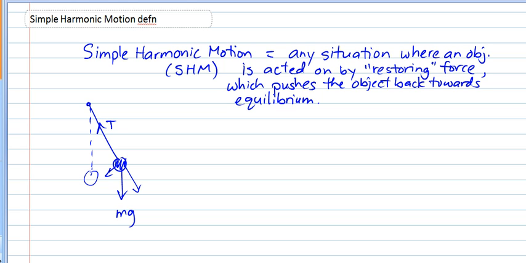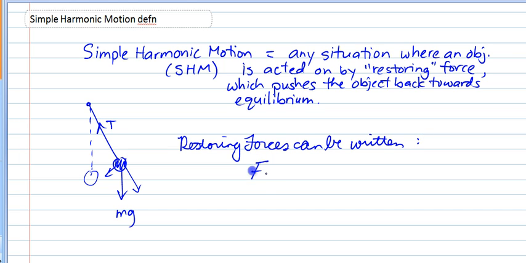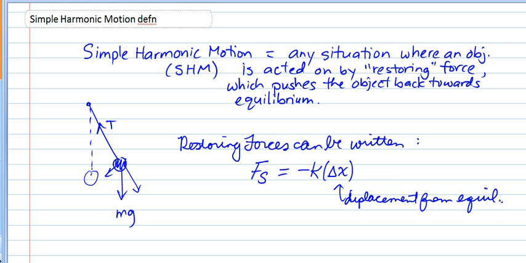Now, one thing that's interesting is that most restoring forces can be written somewhat like this. For example, a spring force is equal to some constant times a displacement. That's what delta x is. So this is the displacement from equilibrium. I'll abbreviate that. And what about the negative sign? Well, what does that mean?